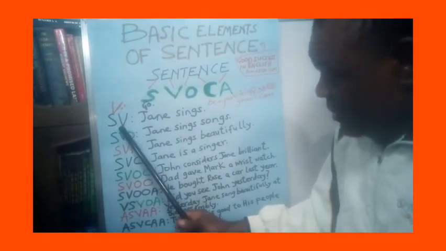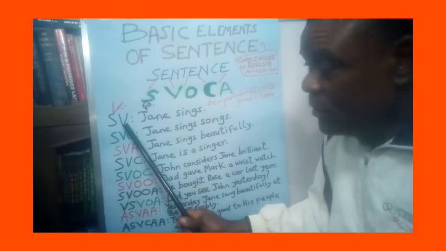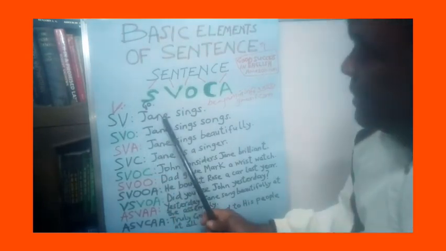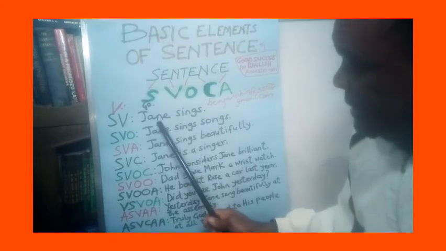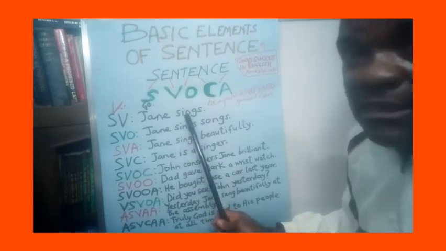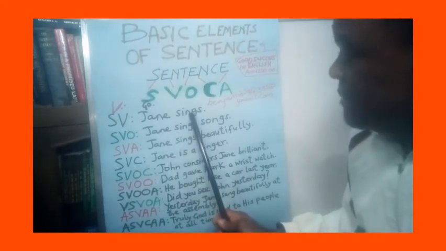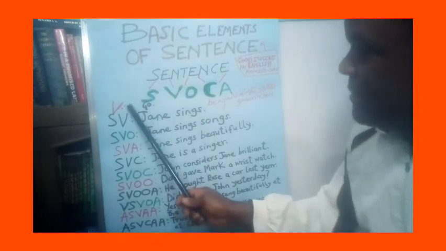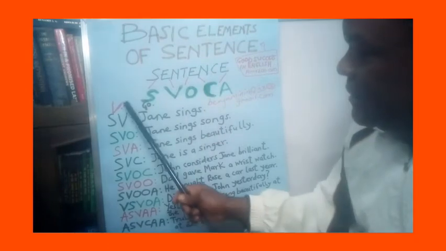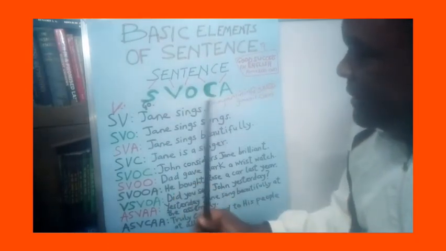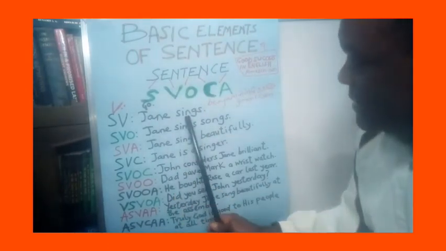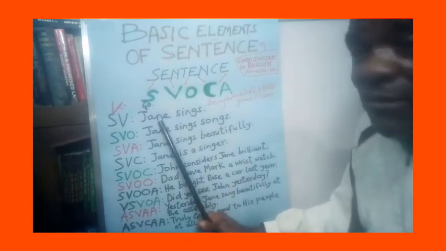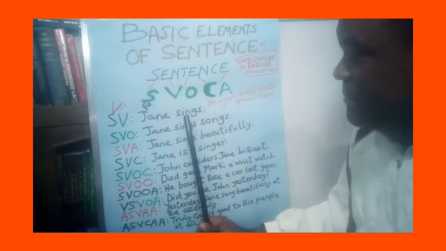Then the second structure is the SV structure, which is the subject-verb structure. Example, Jane sings. Jane is the subject and sings is the verb. Of course, we have explained the verb as the word that expresses the action, as we can see it in this sentence. But then the subject is the doer of the action being expressed by the verb.